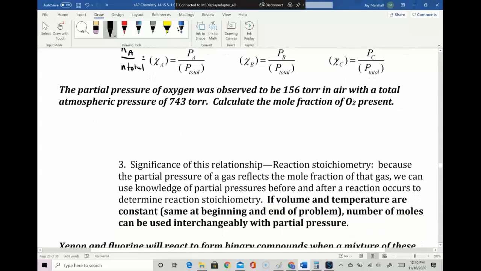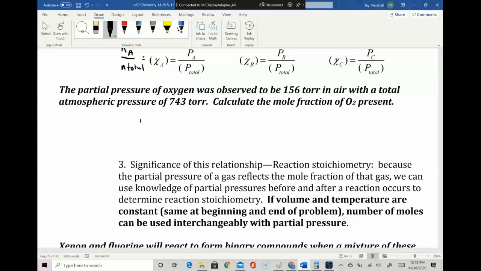So we can work some problems with this, and we'll talk about the significance of this relationship in just a second. The partial pressure of oxygen was observed to be 156 torr in air with a total atmospheric pressure of 743 torr. Calculate the mole fraction present.